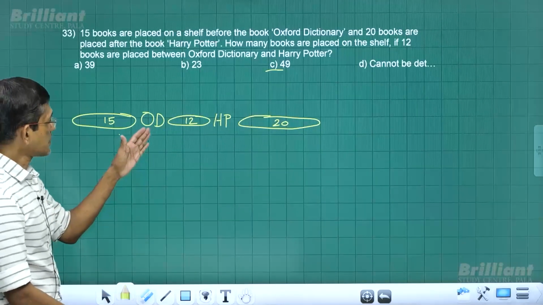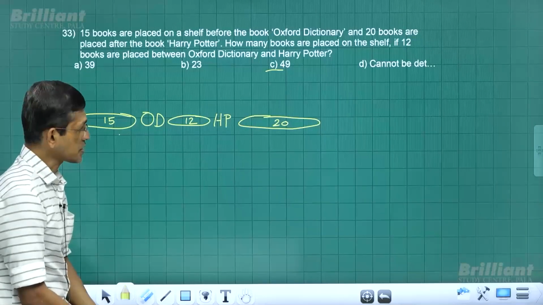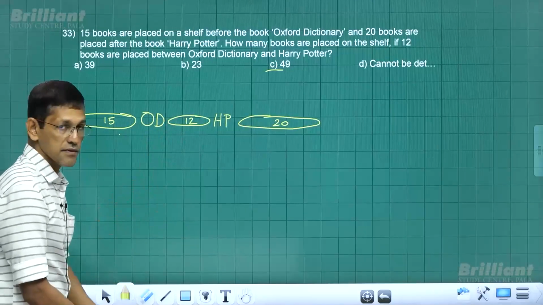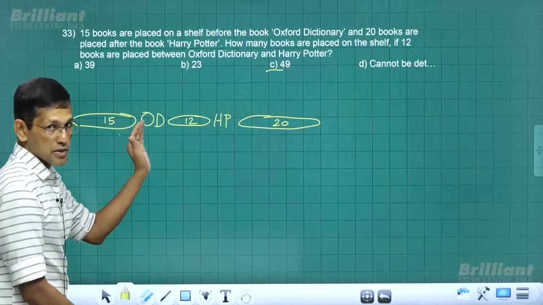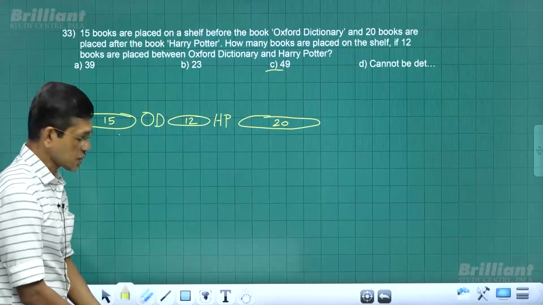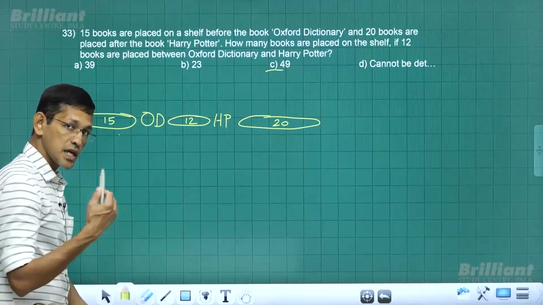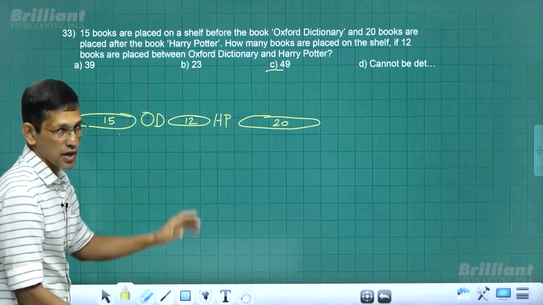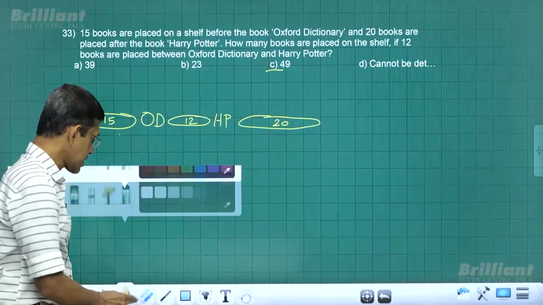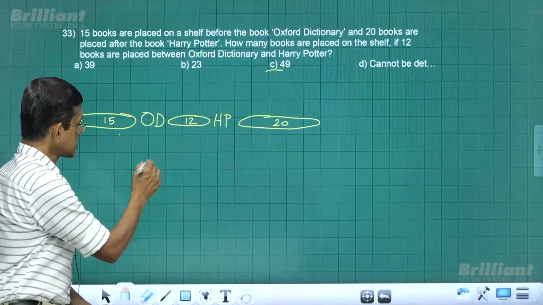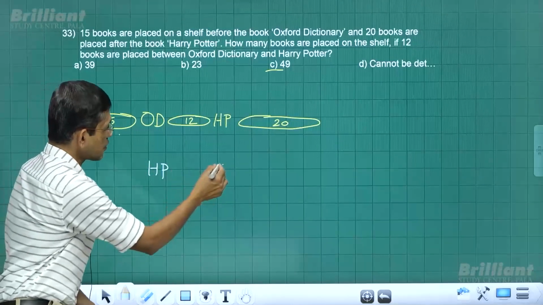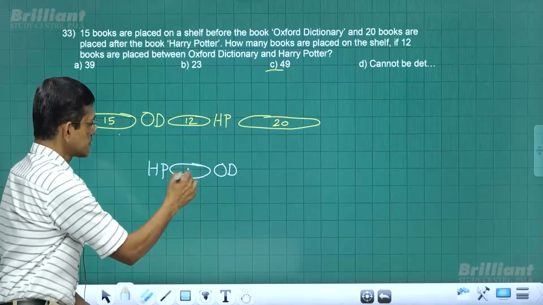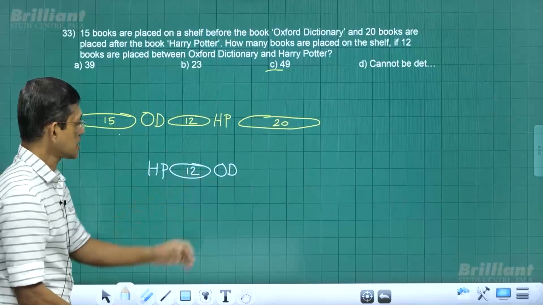Well, it says that there are 15 books before OD, Oxford Dictionary, and there are 20 books after Harry Potter. Between them, 12. It doesn't say that OD is to the left of HP. So that means you can take a second possibility, with OD to the right of HP. In this case, HP is to the left of OD. Now you can take it the other way. So let's try that. Let's say HP is here, and this is OD. In between them is 12.